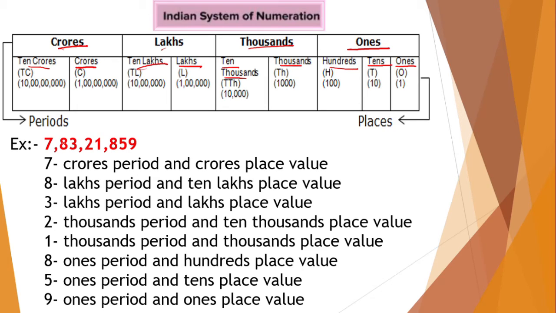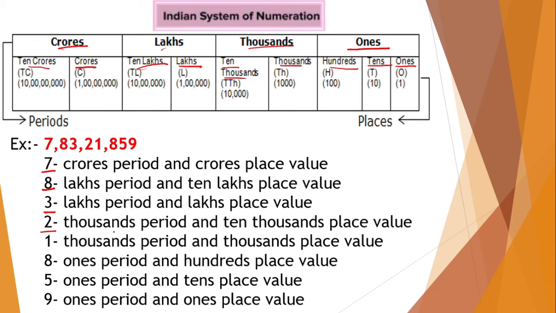And we have an example, 7,83,21,859. So you can see 7 is in crores period and crores place value. 8 is in lakhs period and 10 lakhs place value. 3 is in lakhs period only, but lakhs place value. 8 was in 10 lakhs place value, but 3 is in lakhs place value.